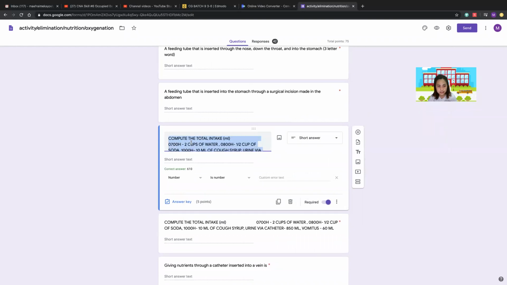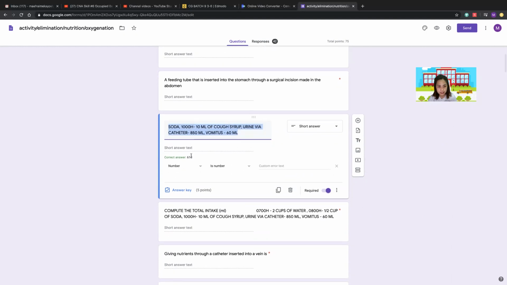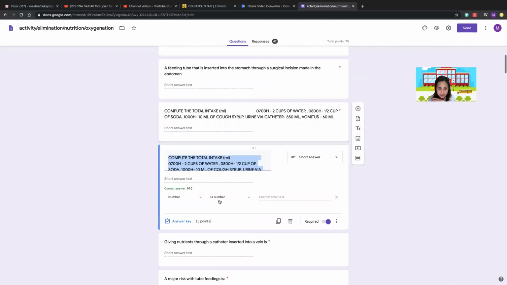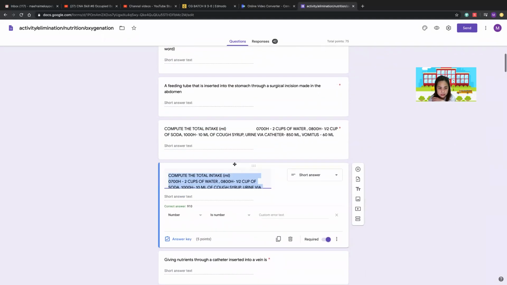So, compute the total intake of the following. So the correct answer is 610. Okay, so just sum up all the intake, which excludes the urine and vomitus. Okay, because urine and vomitus is only output. Then I repeated it again with the same answer.